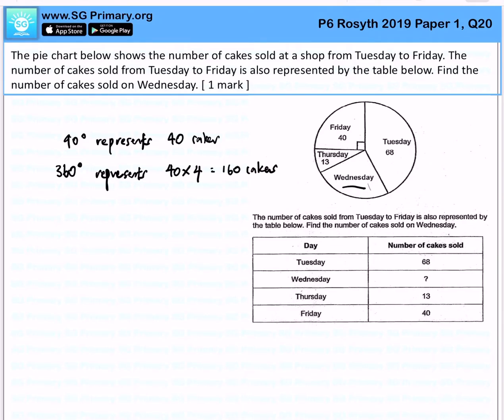So since I know that in total from Tuesday to Friday they sold 160 cakes, I can simply take 160 minus 40, minus 13, minus 68. And that will give me 39 cakes in total.